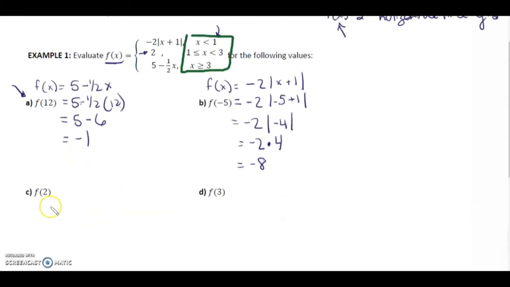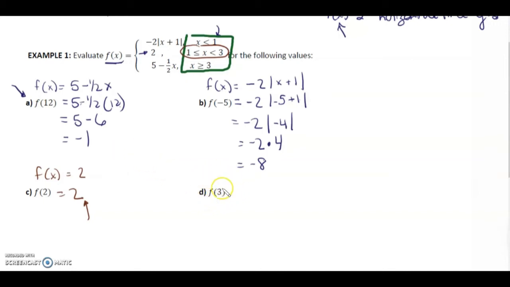Okay, f of 2. So take a look at these parts of the domain. 2 is between 1 and 3, so we're going to use f of x equals 2. So f of 2 equals 2. That's it. There's no x variable there, so we're not subbing anything in. It's just a horizontal line, y equals 2. Done.